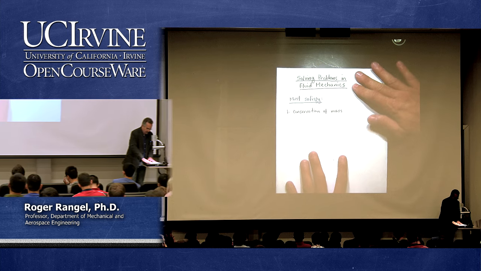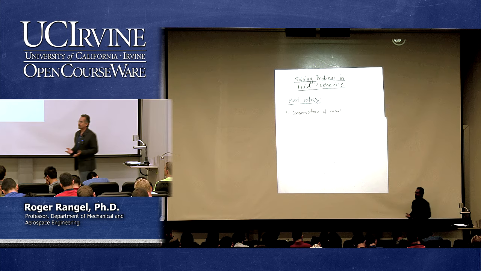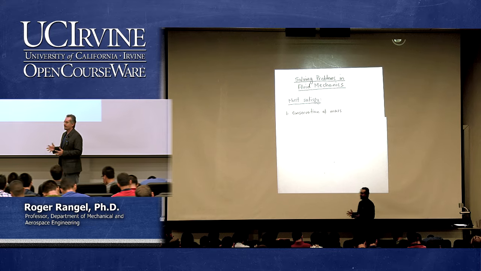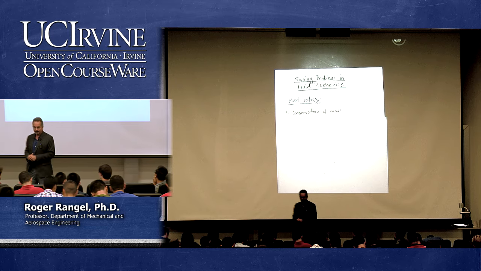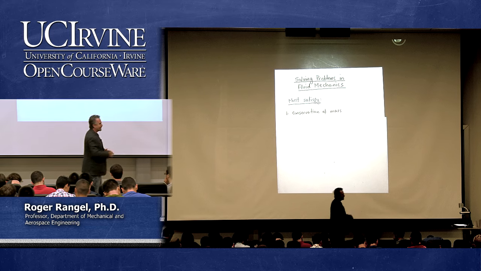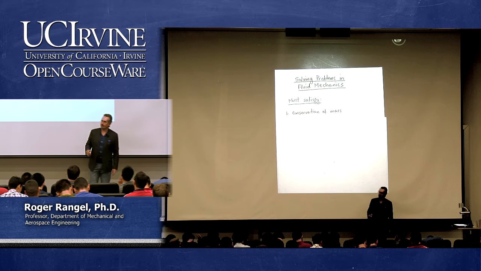So one of the things that we worry about when you're solving a problem in fluid mechanics is making sure that mass is conserved. The fluid that disappeared from some place must be somewhere else. What else?